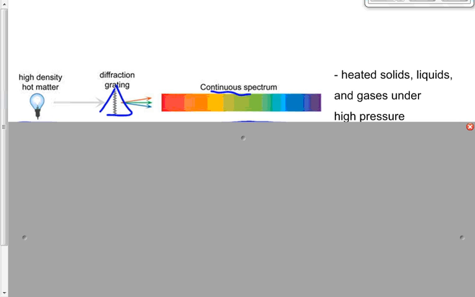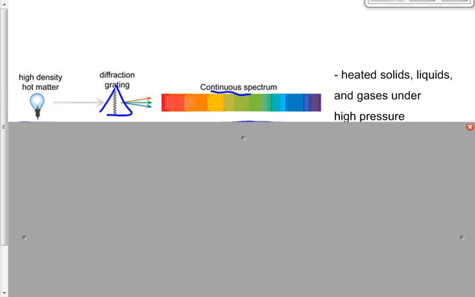This doesn't really have anything to do with atomic transitions right now. This is just serving as kind of a base, a reference diagram here. When we have a solid, a liquid, or a heated solid, a heated liquid, or a heated gas under high pressure, and then we stick a diffraction grating or a prism in front of it, this is what we get.